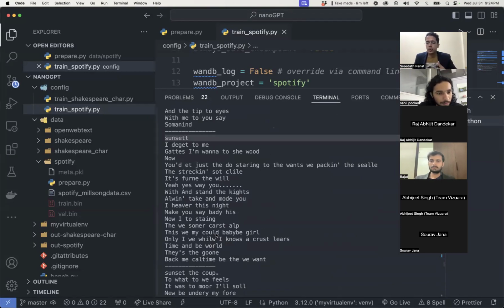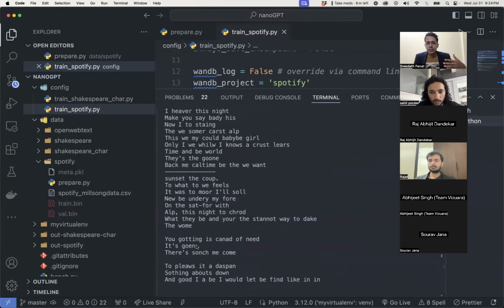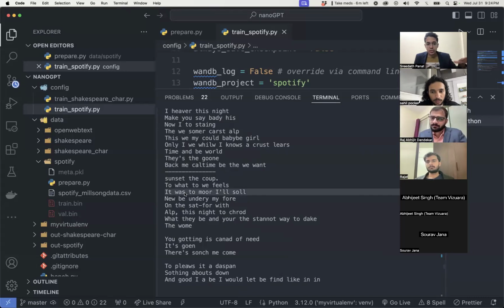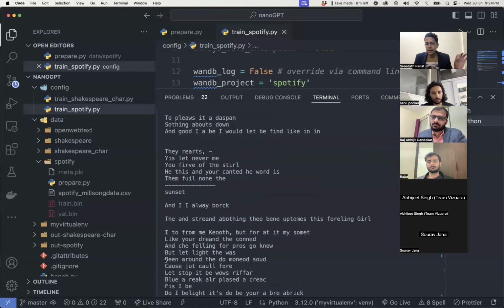And we trained it only for 2 to 3 minutes. This has no meaning. Like it was to Moore, I'll solve. I don't even know what these things mean, but definitely many words are English. It's much more readable. I don't think there is any meaning, but this is what Nano GPT is.